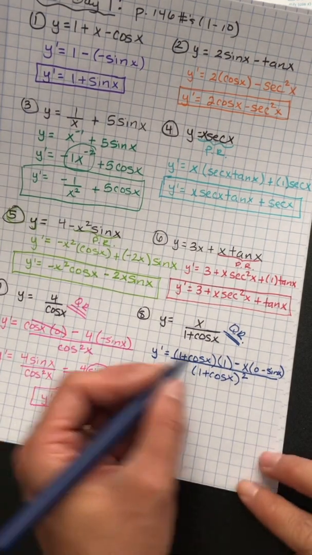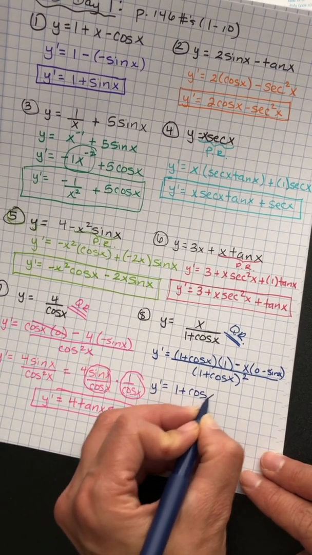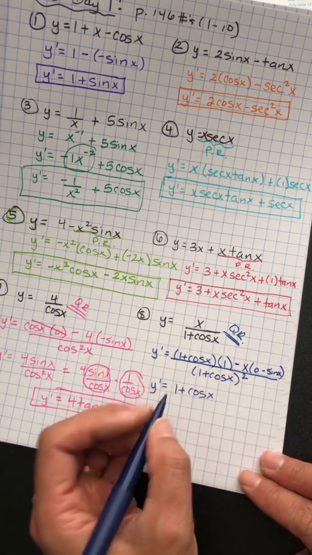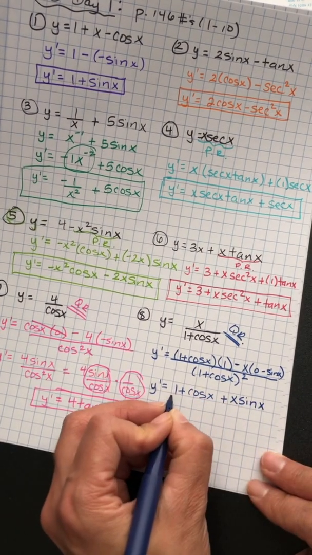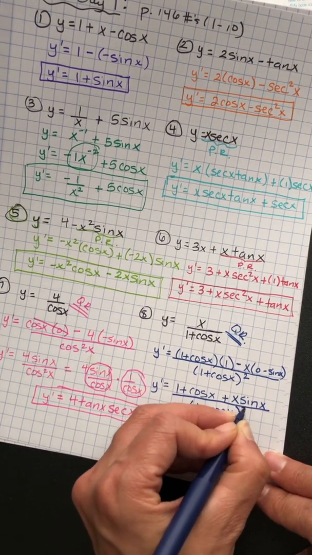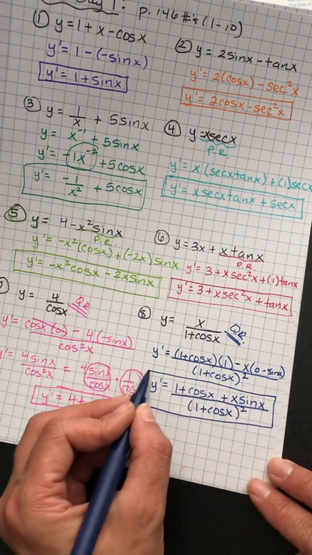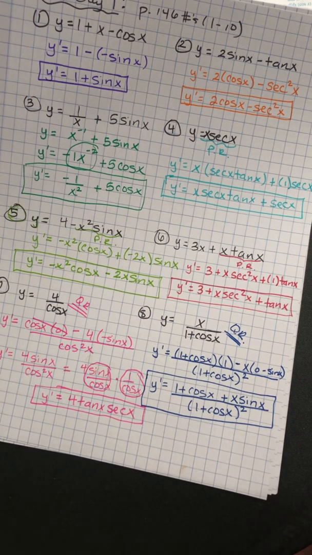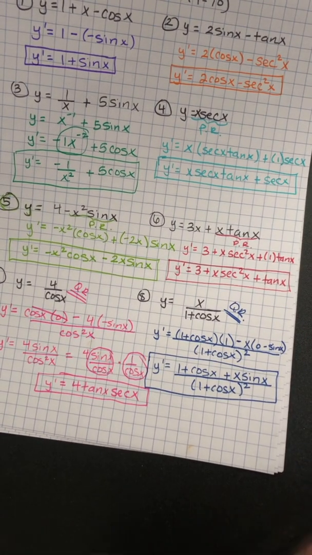When we multiply by 1, nothing's going to change there, so that's just a 1 plus cosine x. Negative x times negative sine x is a positive x sine x, all over 1 plus cosine x quantity squared. I tried to make that smaller and got stuck, so we'll just leave it like that. I don't think we can make that any smaller. Alrighty, that was number 8. Two more.